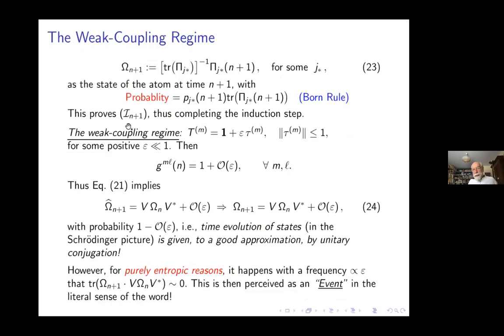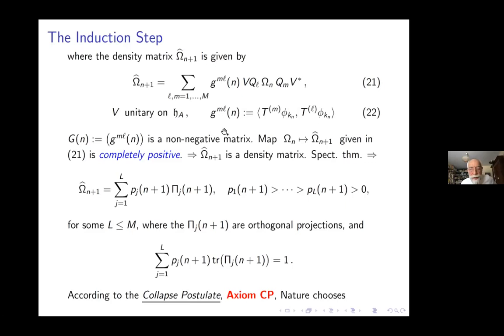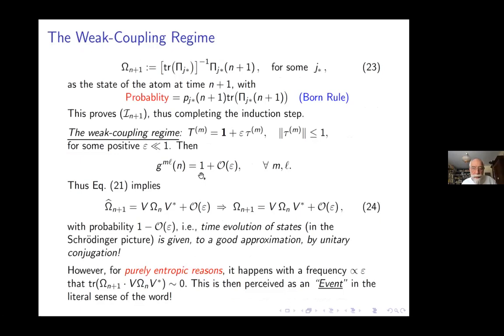Now let's look at the weak coupling regime. The weak coupling regime is where the operators that tell us how many photons are generated by the atom in a time step are very close to the identity. Epsilon is much smaller than 1. Then these coefficients that we had before, G super ML of N, are all very close to the identity, up to small corrections of order epsilon.